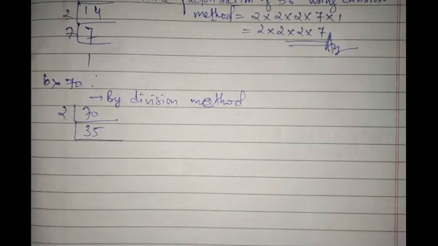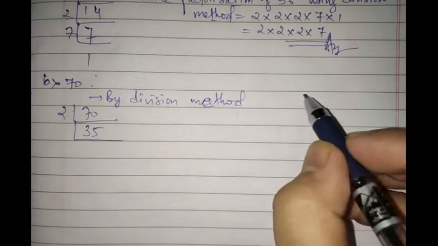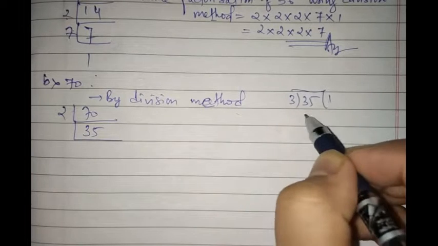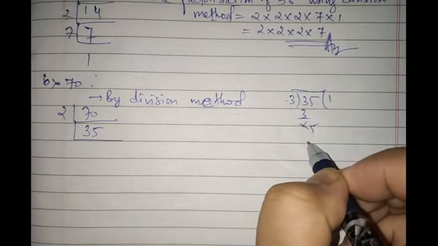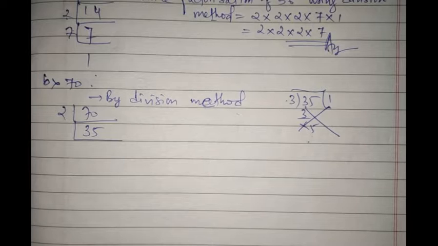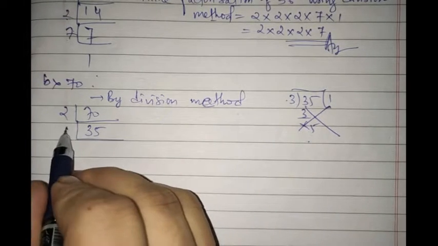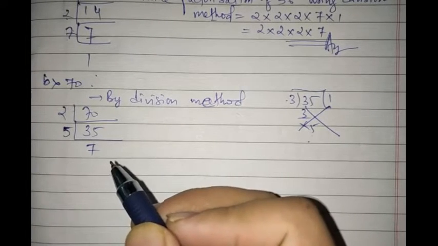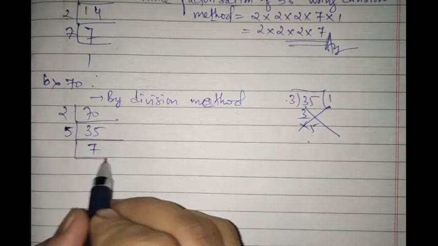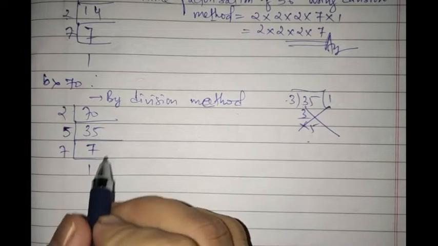Now 2 cannot divide this 35, so we will use another prime number. What, 3? No, 3 is also not possible. Just see whether 3 is possible or not. 3 1s are 3. So 5 cannot divide 3, right? So 3 is not possible. Use another prime. 4 is not the prime number. 5 is possible, because in the multiplication table of 5 you'll get 5 7s are 35, and 7 into 1. 7 1s are 7, right?